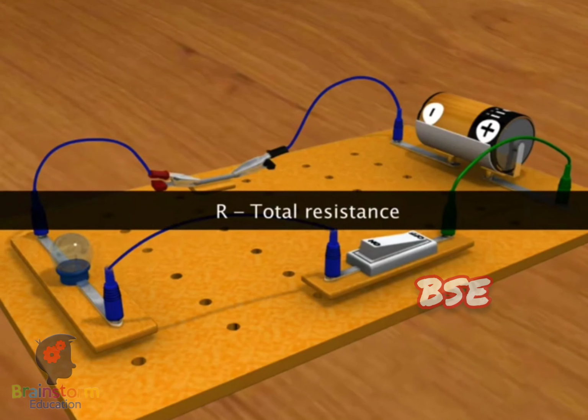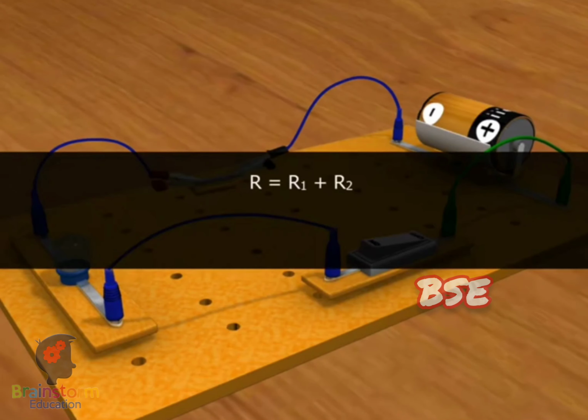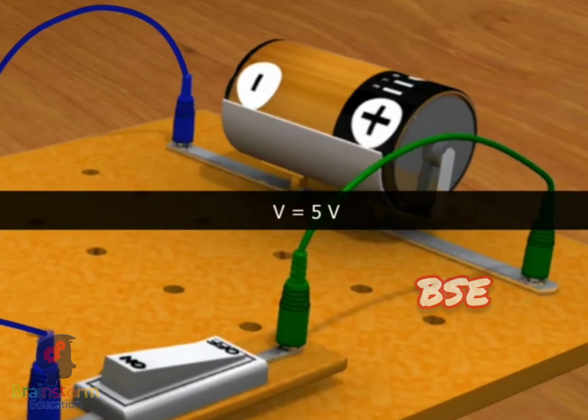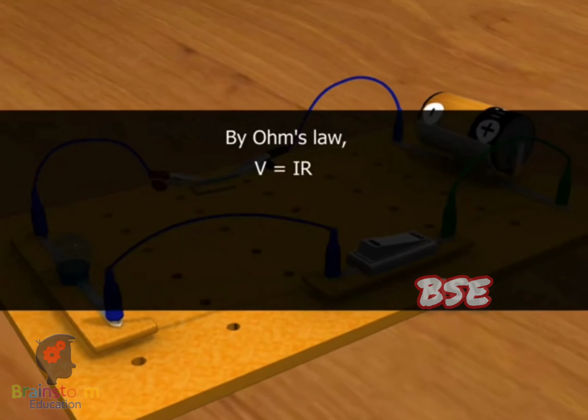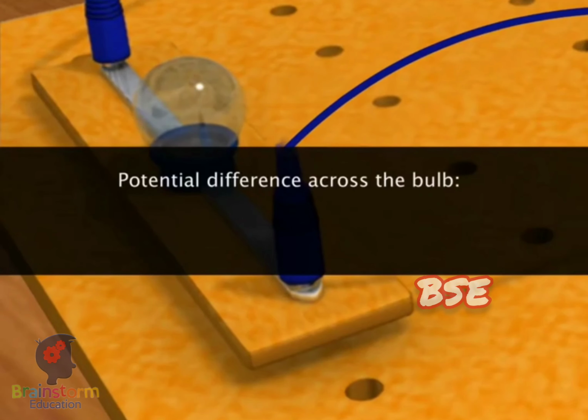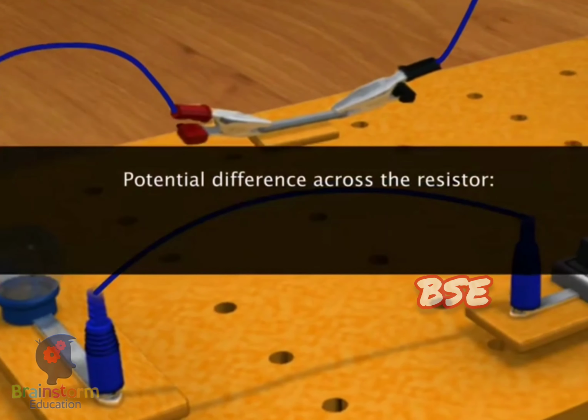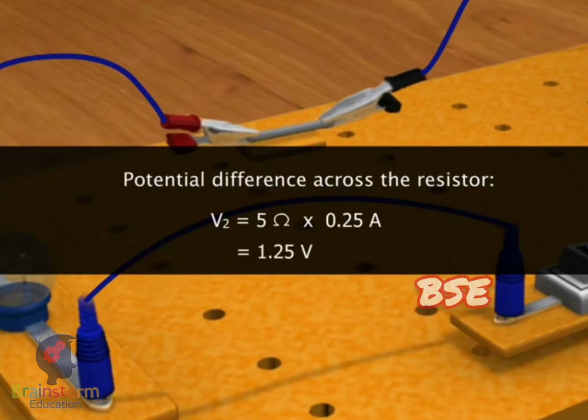First, we will calculate the total resistance in the circuit. The bulb's resistance is 15 ohms and the resistor's is 5 ohms. So, the total resistance is 20 ohms. The potential difference between the two terminals of the battery is 5 volts. By applying Ohm's law, we can calculate the current I flowing through the circuit. It will be 0.25 ampere. Now, by applying Ohm's law, we can calculate the potential difference across the bulb as 3.75 volts. And the potential difference across the resistor is 1.25 volts.